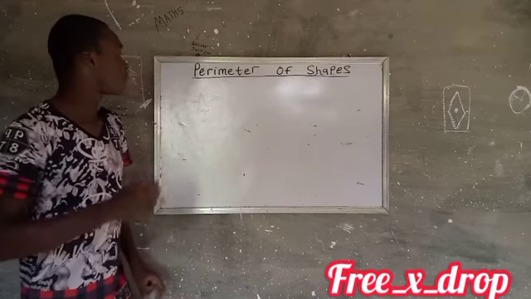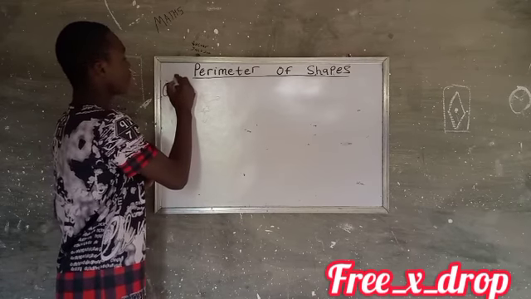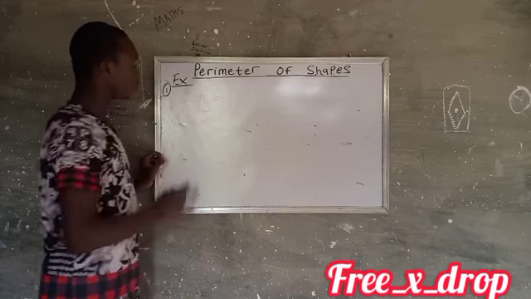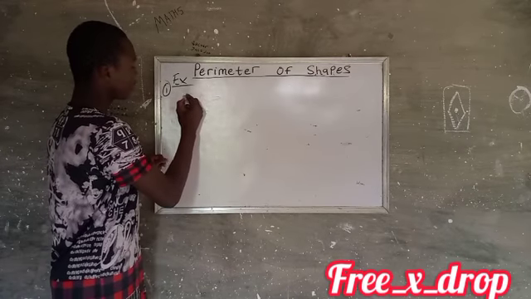So I'll be taking my first example. You have example 1 here. So this is example 1. Let me take a square. You have a square.